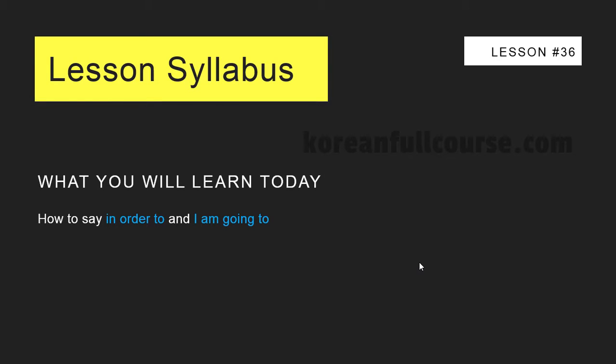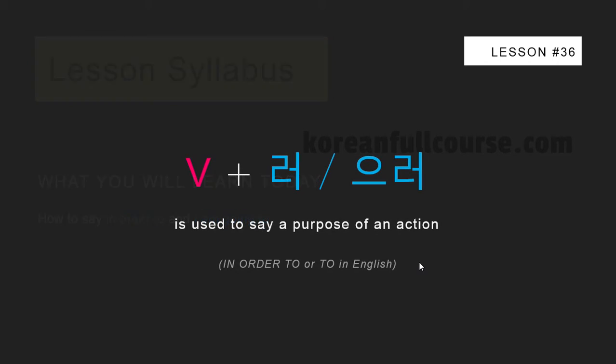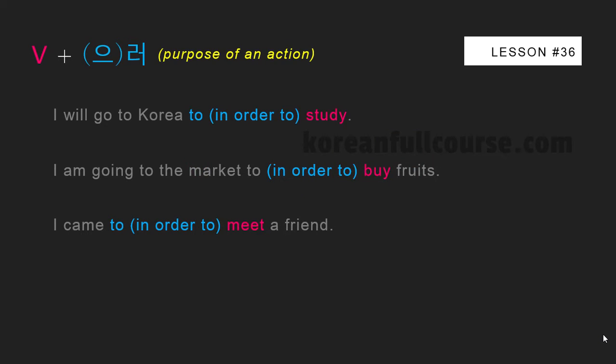Hello, today I'll teach you how to say "in order to" and "I'm going to" in Korean. The first grammatical construction is 로, 으로. It is used only with verbs. If a verb stem ends with a vowel or ㄹ, use 로, and if it ends with a consonant, use 으로. Here are a few examples. Pause the video and try to translate them into Korean.